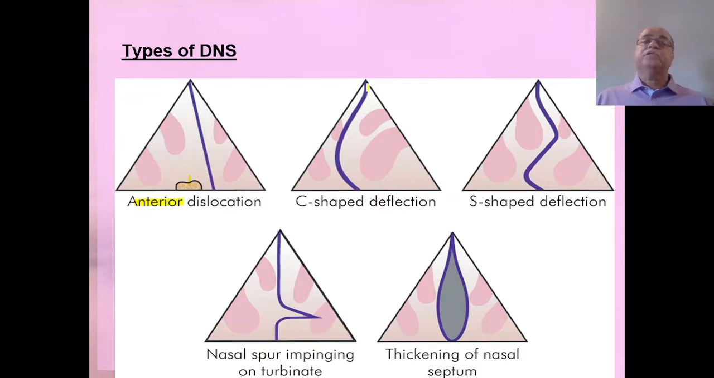Then if this septum is deflected towards one side of the midline, we call it a C-shaped deflection. This is the midline. If the septum is deflected towards one side, then it crosses the midline and this deflection goes towards the other side, then we call it an S-shaped deflection. And this is a bony spur along the osteocartilaginous junction, and this is the thickening of the nasal septum secondary to trauma, where septal hematoma has become organized. So these are different types of deflected nasal septum.